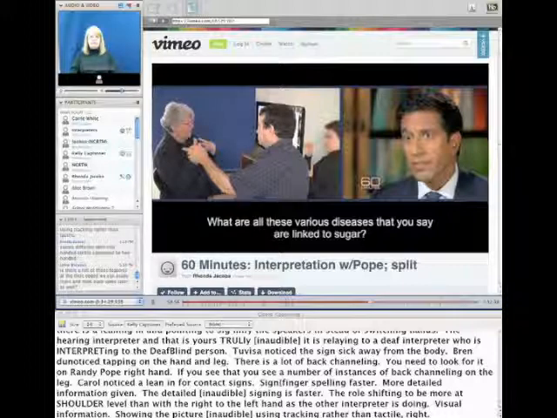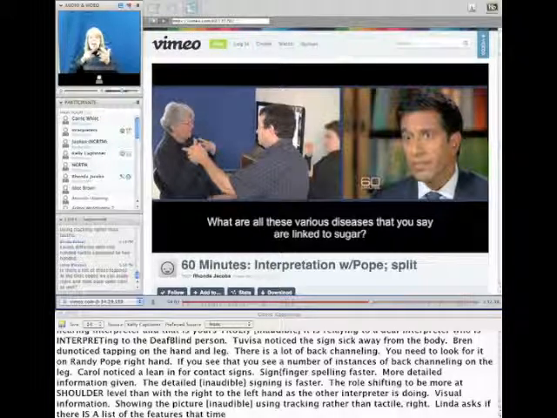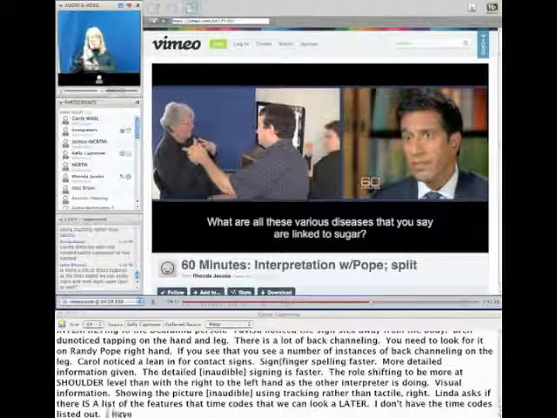Lynn is asking if there's a list of these features at the time codes so we can study more and look back on them later as well. I don't have them listed out with the time codes. I have it here in my hand, but I didn't type that up. But I could potentially make that available.